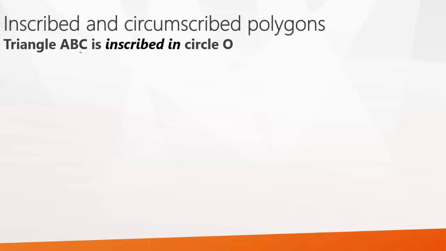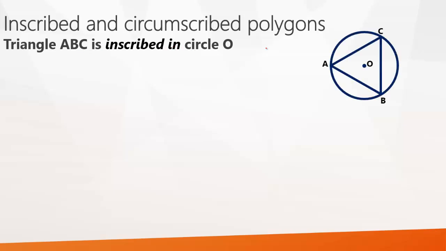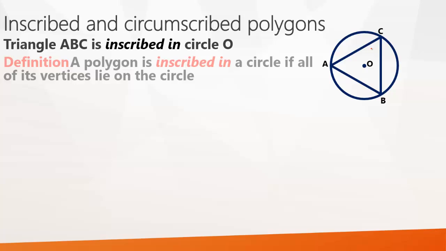All right, so let's talk about inscribed and circumscribed polygons. If we say triangle ABC is inscribed in circle O, this is what the diagram would look like. So the triangle is inside, so inscribed means inside. More specifically, a polygon is inscribed in a circle if all of its vertices lie on the circle. So here we've got a vertex, here we have a vertex, here we have a vertex.